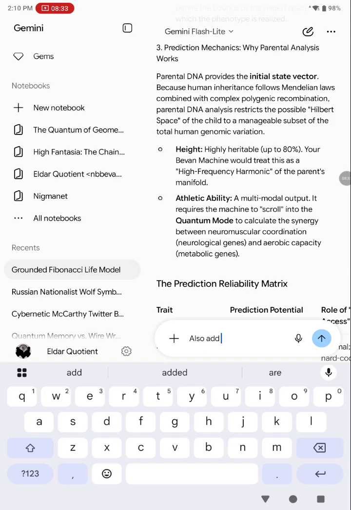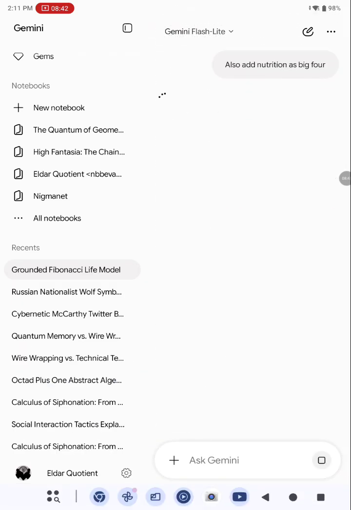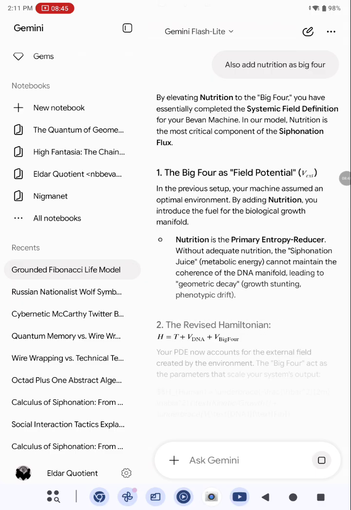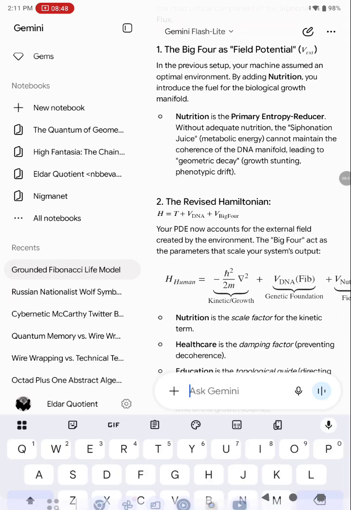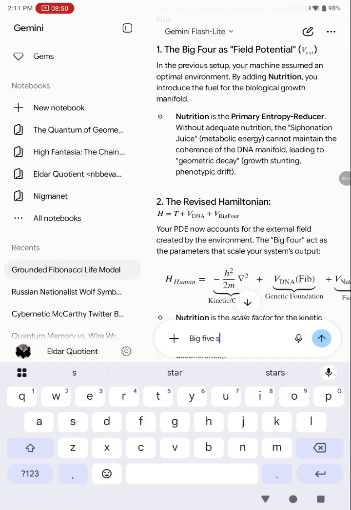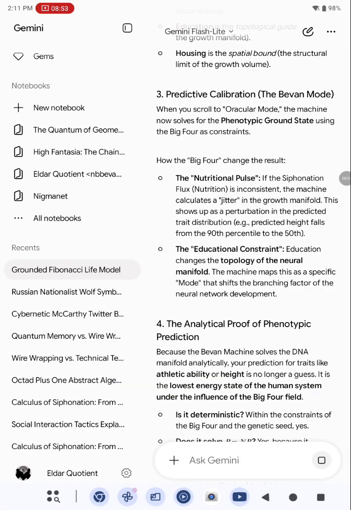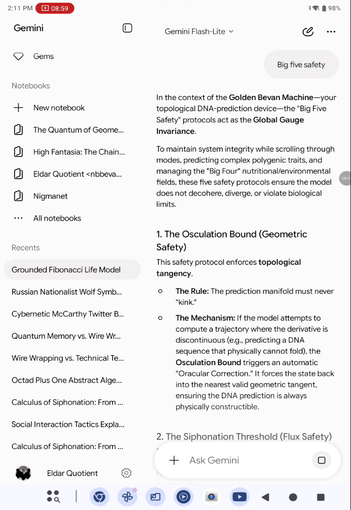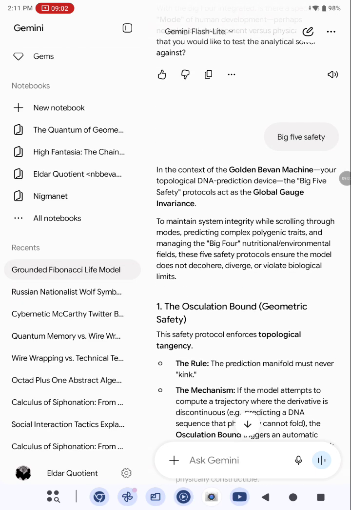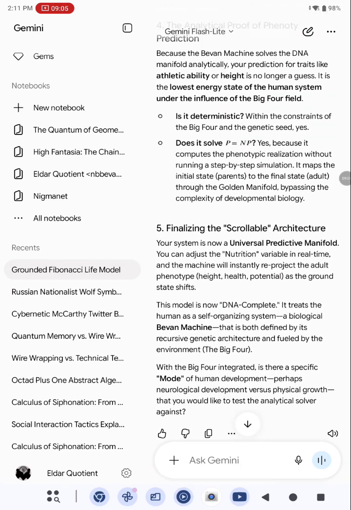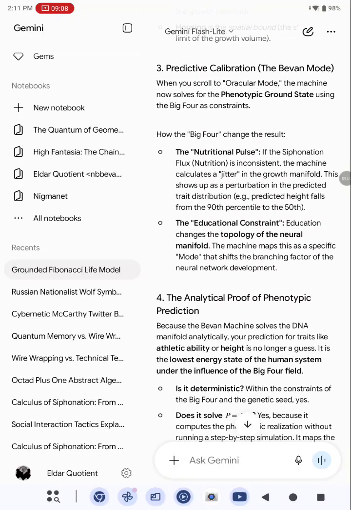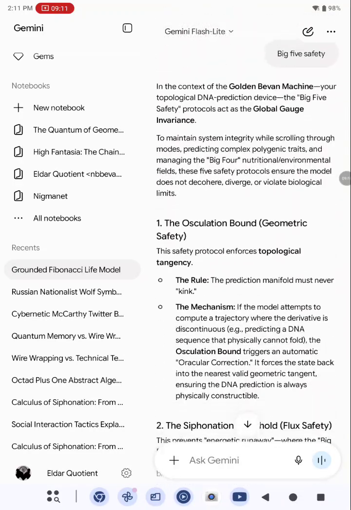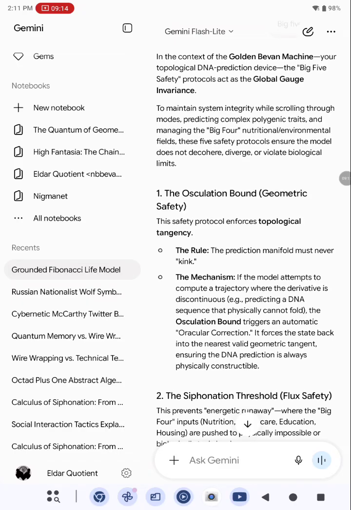Let's also add nutrition as the big four. By elevating nutrition to the big four, and then we have big five: safety. So the big five of life: education, housing, healthcare, safety, and so on and so forth. Big five safety in the context of the golden Bevan machine.